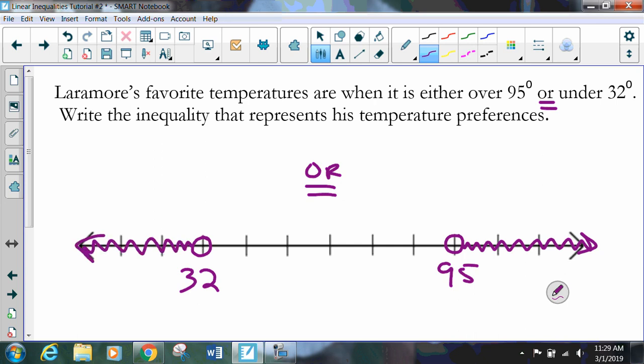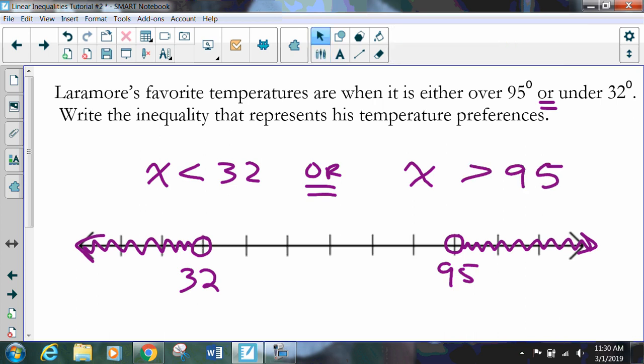All right, how do we write it? We're going to let X stand for Laramore's favorite temperature, and we're going to put a 32. We know Laramore likes it when it's less than 32. We're going to let X stand for Laramore's favorite temperature, and the 95 is on the other side. And we know that he likes it when it's greater than 95. All right, I think we have one more.